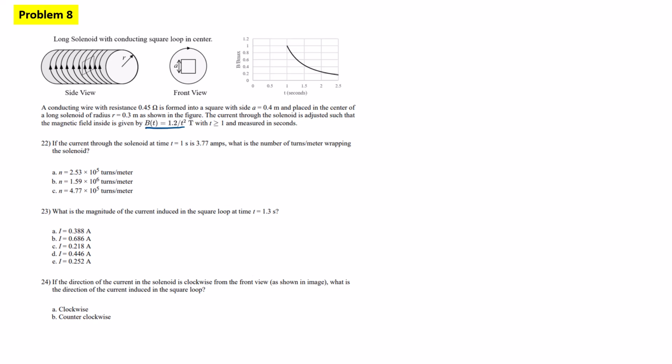All right, if the current through the solenoid at time t equals 1 second is 3.77 amps, what is the number of turns per meter wrapping of the solenoid?